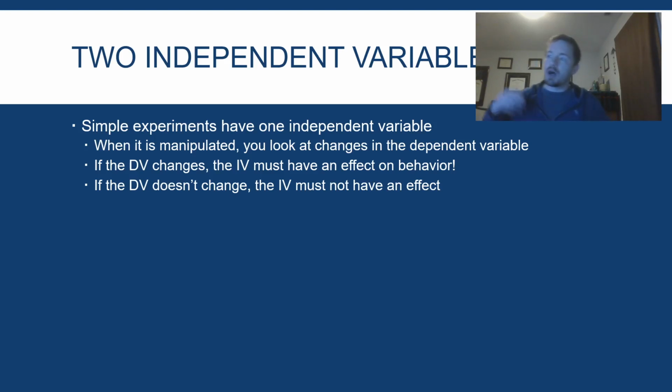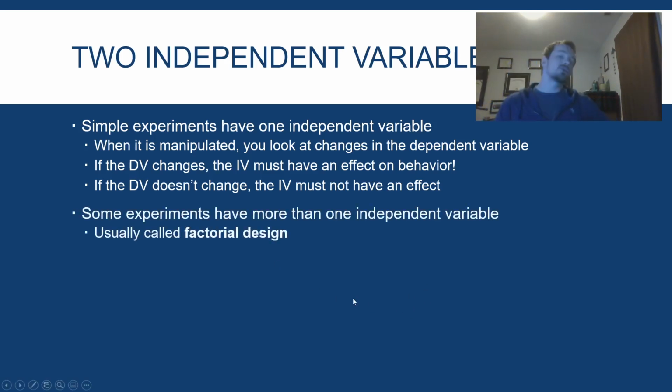Simple experiments have one independent variable, and the reason why that's preferable in most cases is that whenever you look at your results, you can look at your independent variable and determine basic causality. By turning on this condition, by forming these groups, you can tell that it had an impact on behavior. If the results didn't change between groups or between conditions, then you can probably assume that independent variable didn't work, that it didn't change behavior in any way.